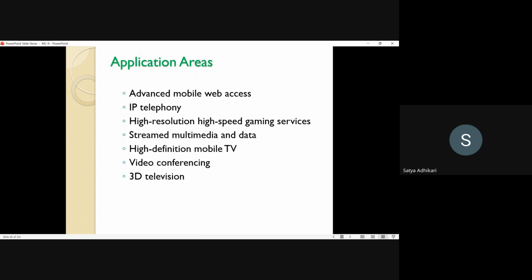Video conferencing: you can make video calls with multiple users. And 3D television, so it also supports 3D television. So these are the 4G features. And now we have also covered all the features discussed here. Okay, IP telephony, video gaming, streamed multimedia data, high definition mobile TV, video conferencing, and 3D television.